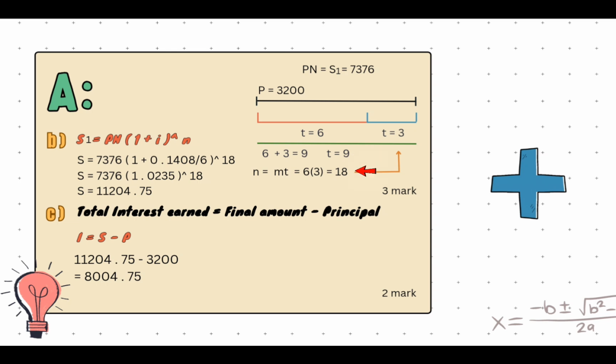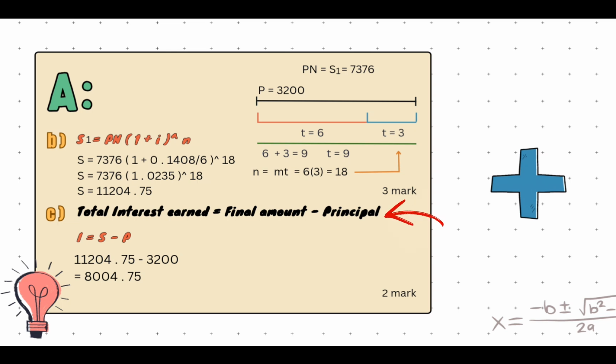Therefore, the number of compounding periods for the additional 3 years is 6 multiplied by 3, which gives 18 periods. Using the compound interest formula again, the new amount is 7,376 multiplied by 1.0235 to the power of 18. The total amount after the extension became 11,204 ringgit and 75 cents.